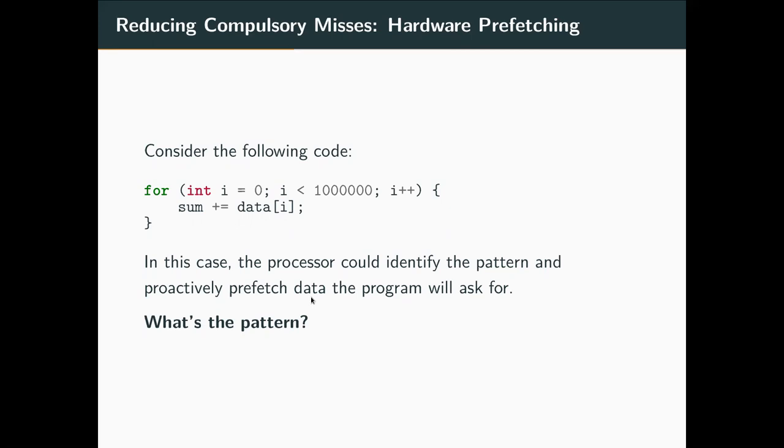So what is the pattern here? If we accessed memory address A, what's the next memory address that we're going to access? A plus one. How big is an int? You're pretty close. It's A plus four. It's important to remember the size of your data structures. In this case, the data structure is an int, so it's four. So this is the pattern: the next address is going to be the current address plus four.